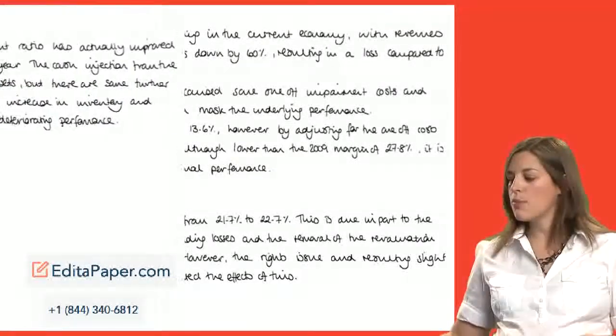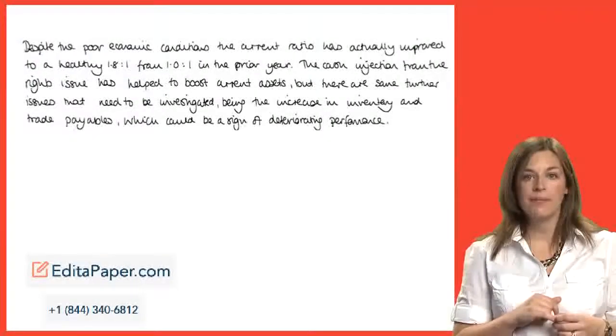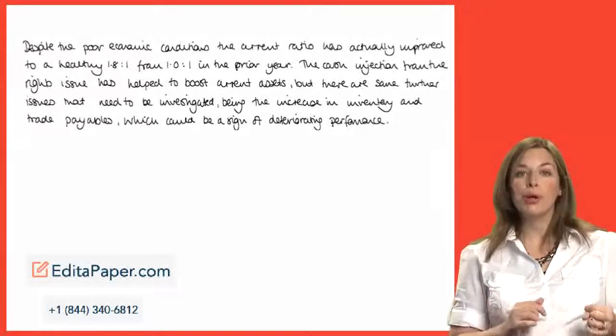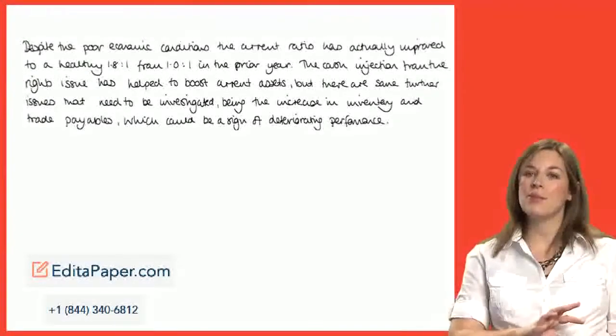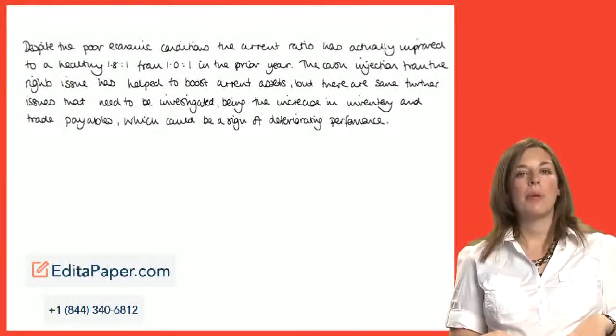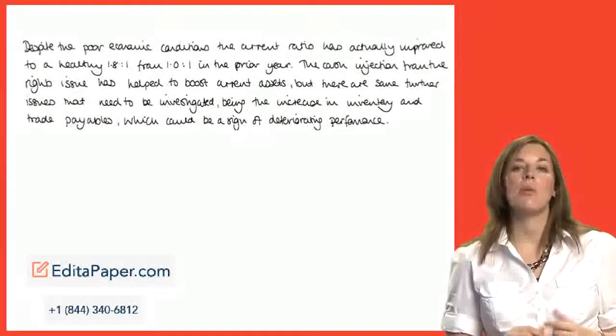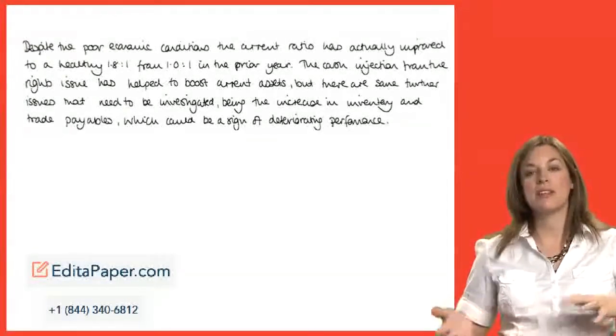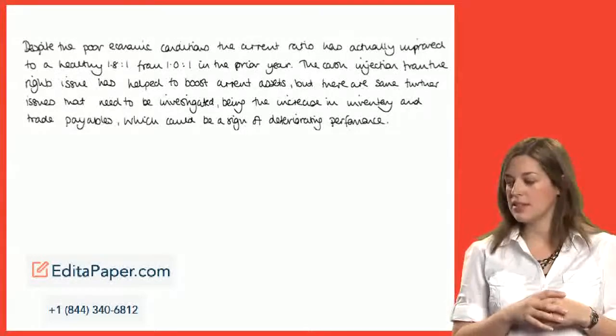Okay, let's have a look at one more, which was the current ratio. So despite the poor economic conditions, the current ratio is actually improved to a healthy 1.8 to 1 from 1.0 to 1. So why has that happened? Give me an explanation. Why has the current ratio improved?